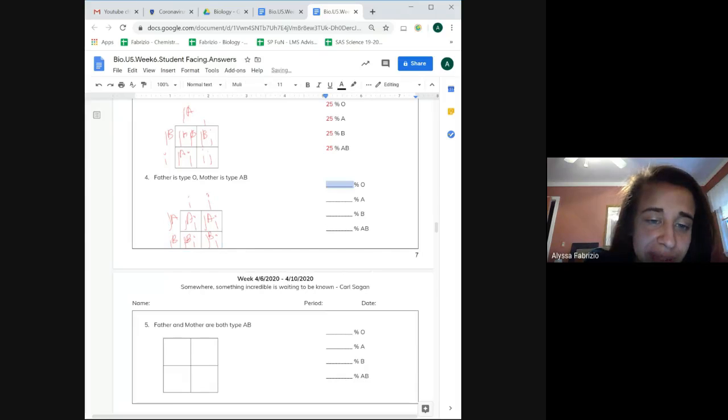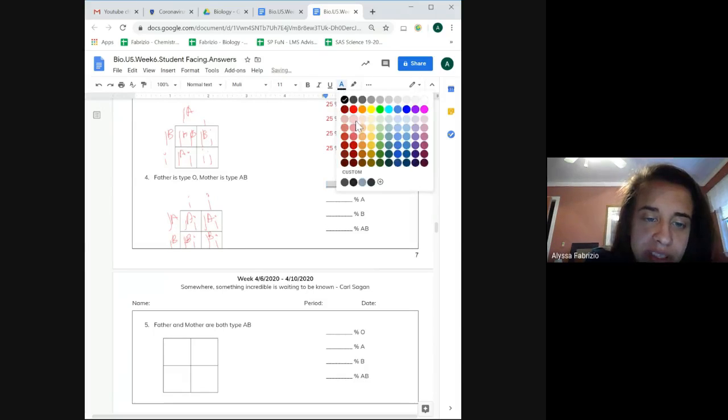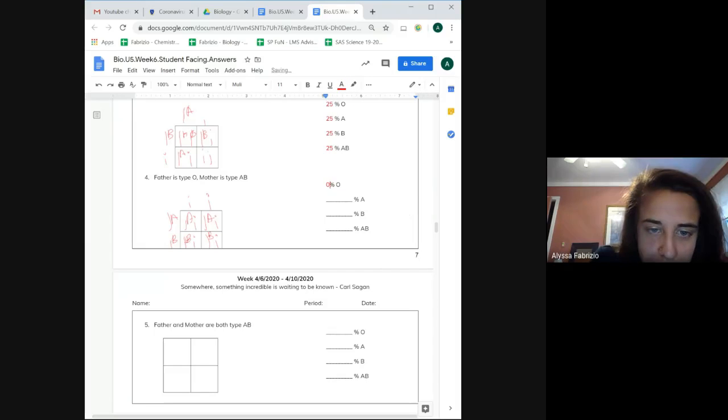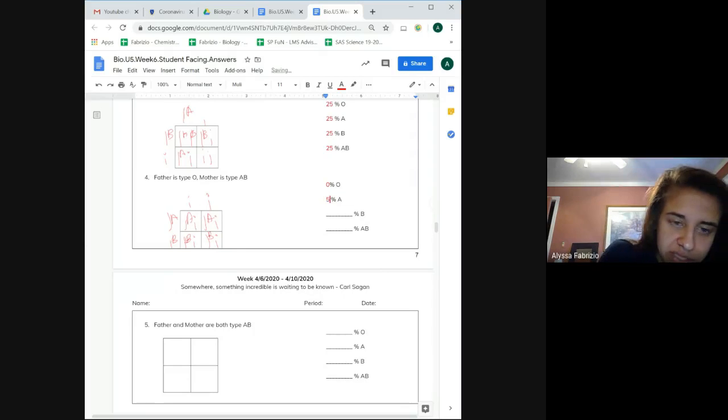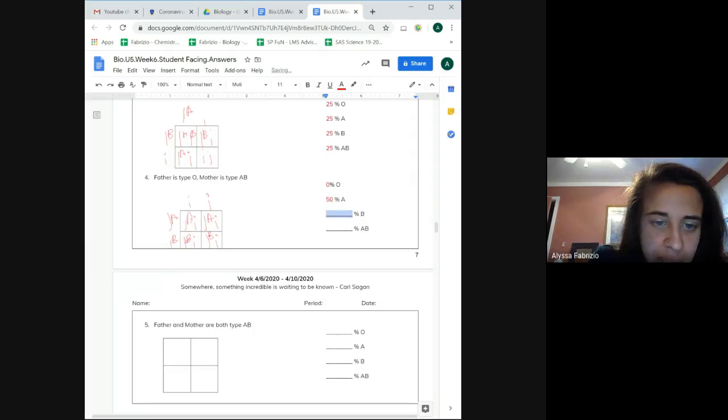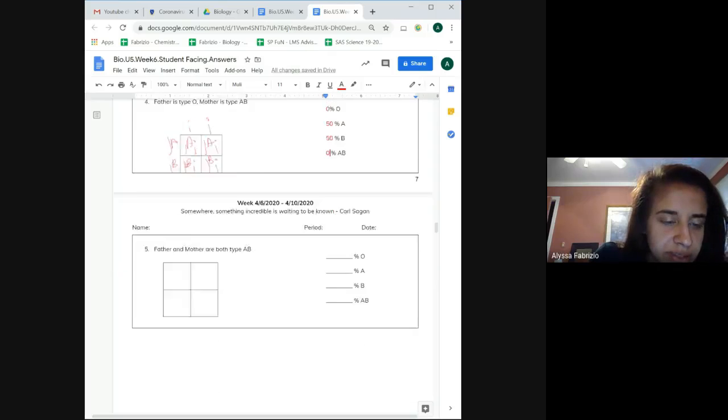We're going to have no type O bloods because we don't have any homozygous recessive combinations there. We have 2 heterozygous A bloods, so that's 50% of our cross is going to be A blood, and the other 50% is going to be heterozygous for B blood, and then no AB blood today because we have no A alleles crossing with B alleles.